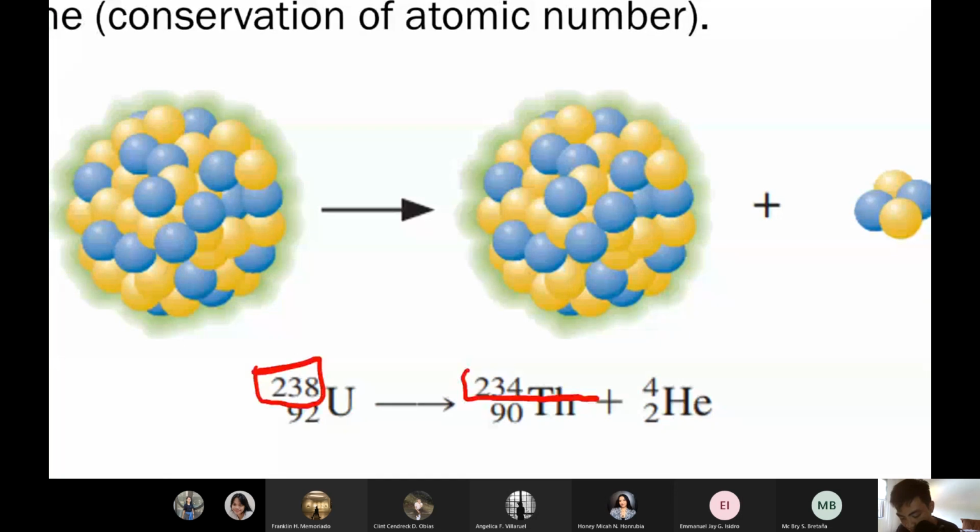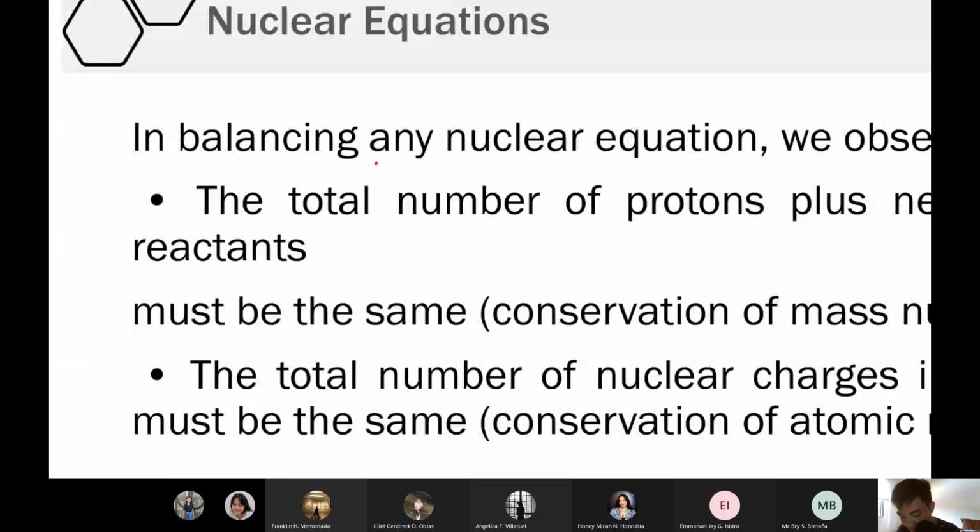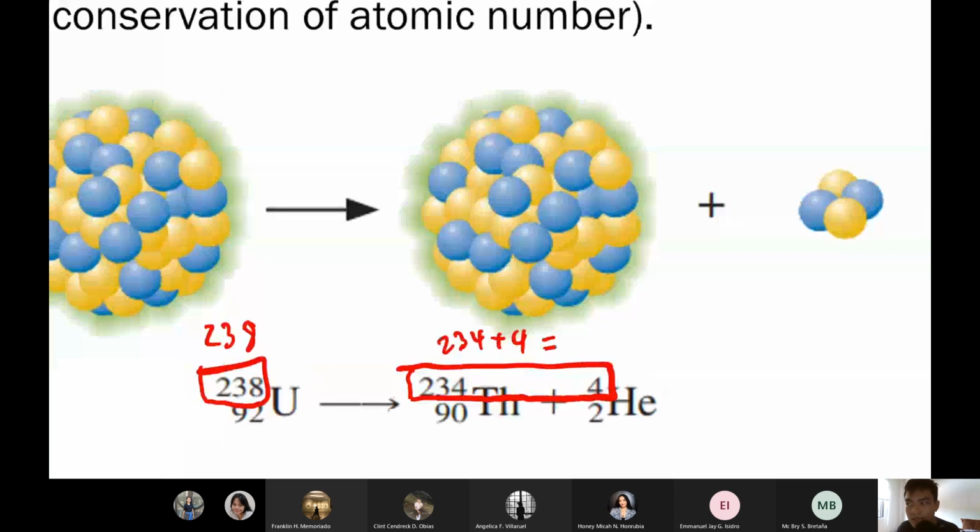So for example, 238. Here, 234 plus 4 is also 238. That's one way to balance it quickly. And the best way is to count protons and neutrons. Count the numbers on the top left of the left side of the reaction and the right side of the reaction. They must be equal. When they are equal, the neutrons are equal too.